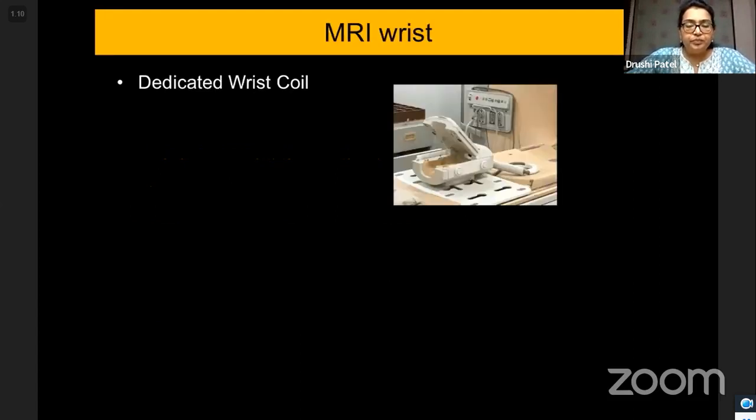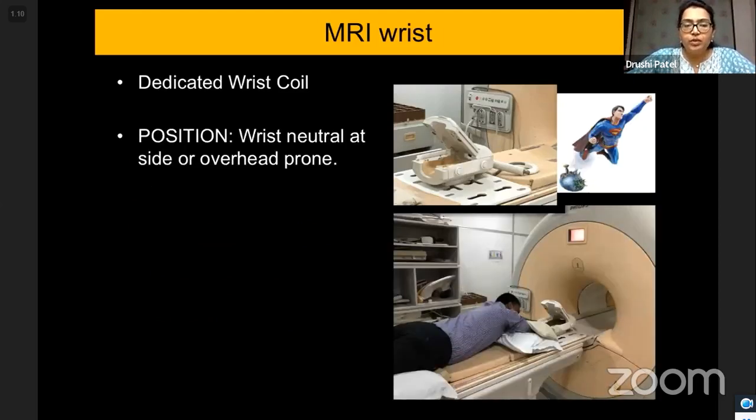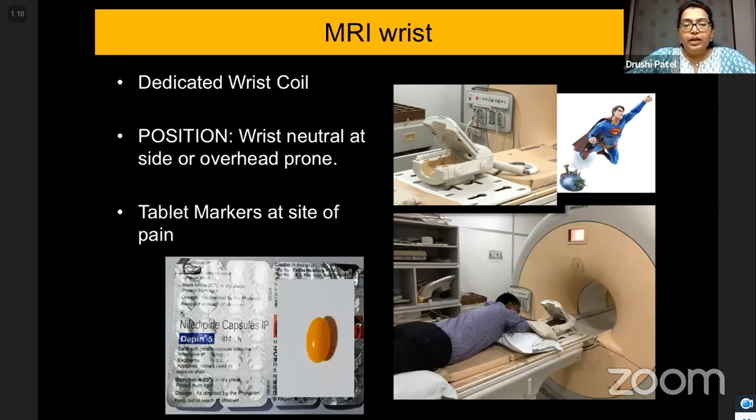All right. So for wrist MR, we need a dedicated wrist coil. The position has to be in wrist neutral position at the side or an overhead prone position like the Superman position. One very important thing that we require in MSK is using tablet markers generously. Try to put tablet markers whenever the patient complains of a particular pinpoint pain, especially in small joints like wrist, because when we do come across incidental other findings also, the presence of a tablet marker helps us to narrow down and pinpoint towards the pathology which is causing the complaints.